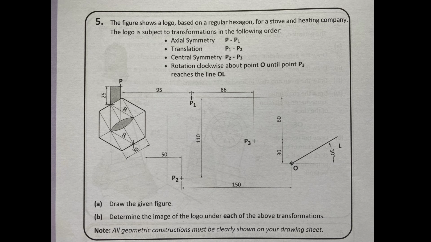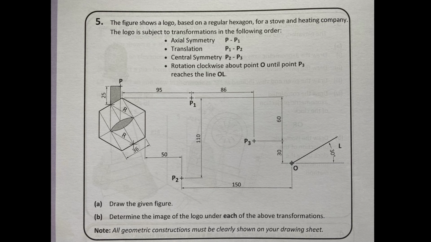So as we can see there, we're given the information for the question, how we're going to set it up. Part A of this is to draw the given figure, so that's setting up your hexagon with point P, the chimney piece on it, and then locating all of the other points necessary. Part B is to determine the image of the logo under each of the above transformations, and then just a final note, all geometric constructions must be clearly shown on your drawing sheet. So we're going to just have a look at setting this question up now.